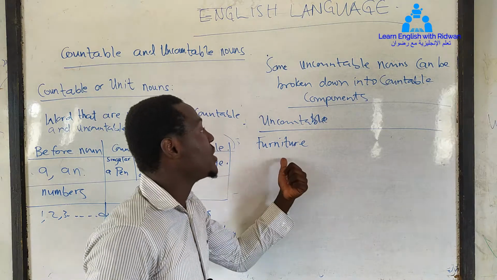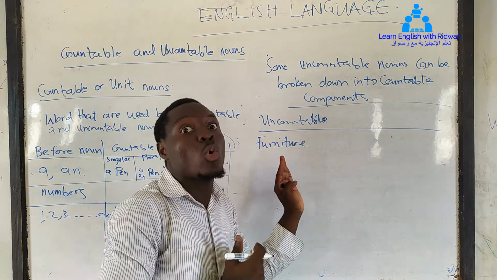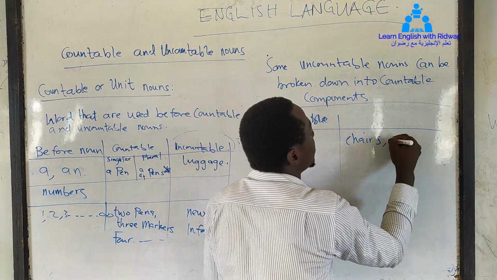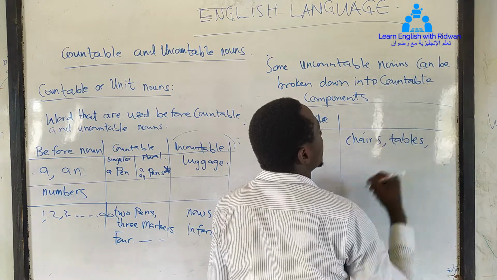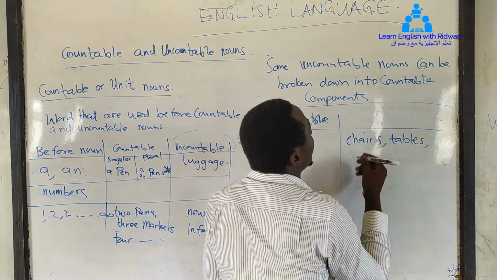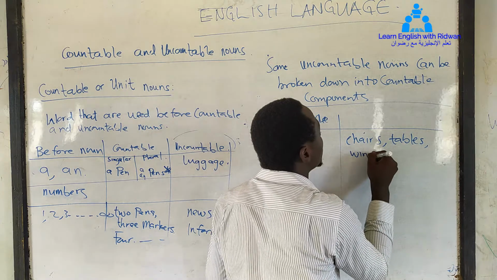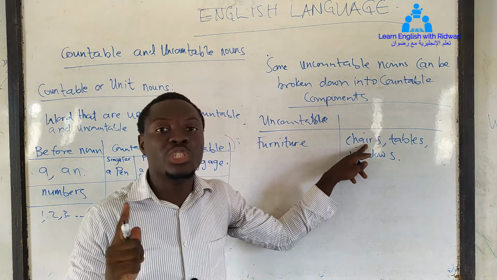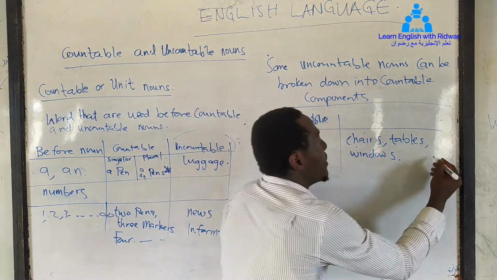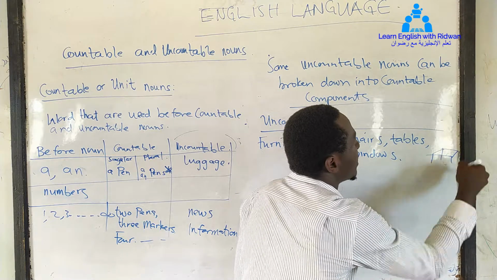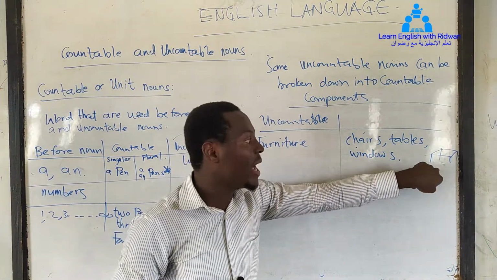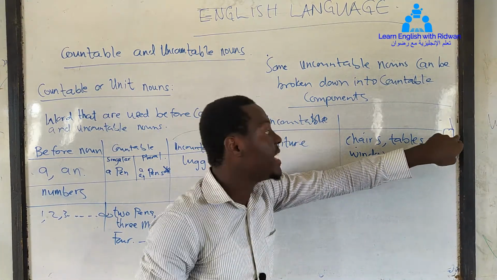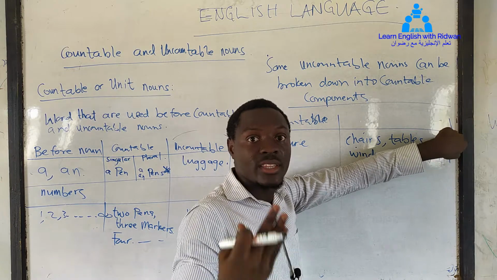So this indicates that we can break down uncountable nouns into countable components. So if this thing consists of chairs, tables, let's say windows, now all these things you are seeing here are countable because we can count chairs, we can count tables. If it is a table, we can say 1, 2, 3, 4. If it is a chair also, we can count chair 1, 2, 3 and so on.